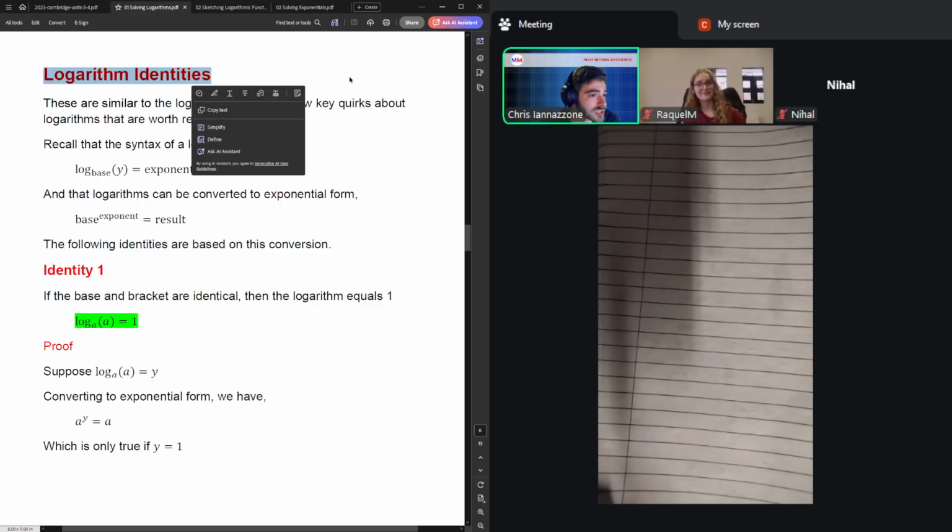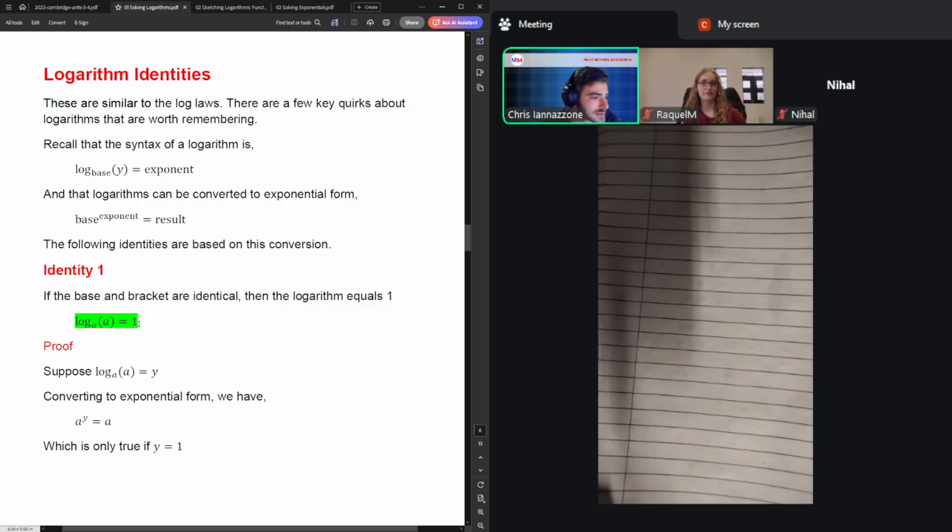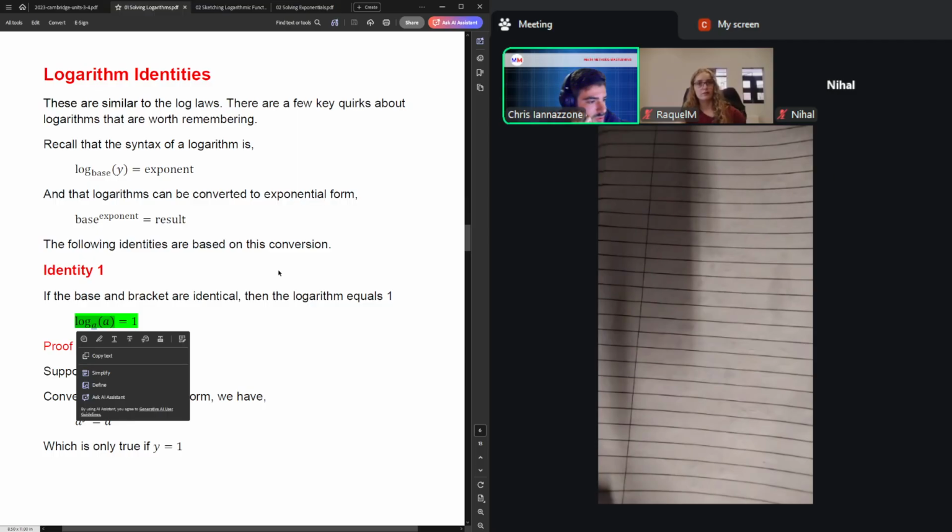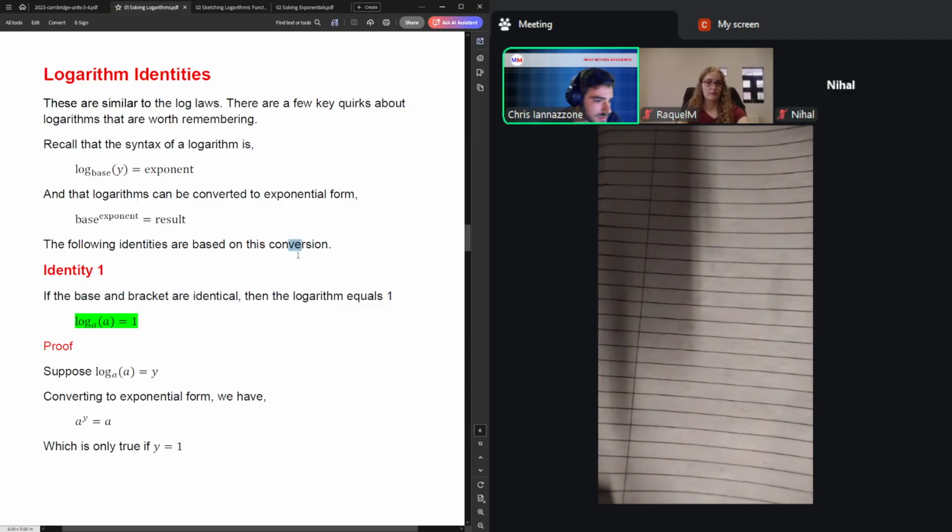Similar things here, logarithm identities. They are similar in nature. Let's have a look. Basically, if you have the same base and bracket in a logarithm, that will always end up equaling 1. This one comes up a fair bit when you're doing your simplification steps. So if you ever end up with like log 2 of 2, for instance, you wouldn't leave your answer as log 2 of 2. It can be simplified down to just 1. Whenever the base and bracket are identical, the logarithm is always 1.